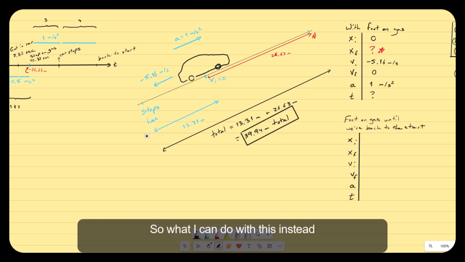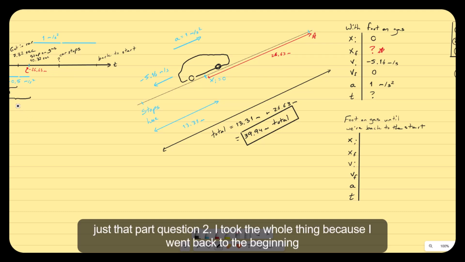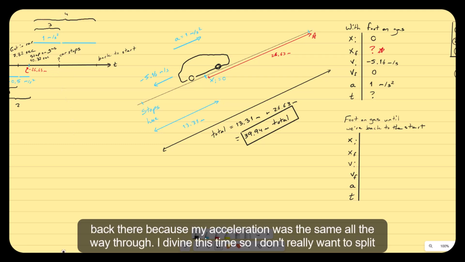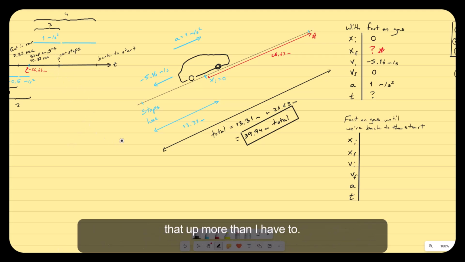So maybe I labeled these a little bit differently. What I had here, question 1 was really just that part. Question 2, I took the whole thing because I went back to the beginning. Question 3 was that. And now question 4, I'm going to go right back there because my acceleration was the same all the way through. I didn't find this time, so I don't really want to split that up more than I have to.